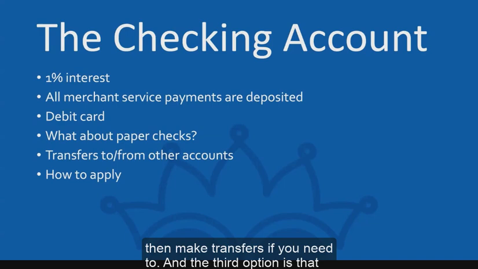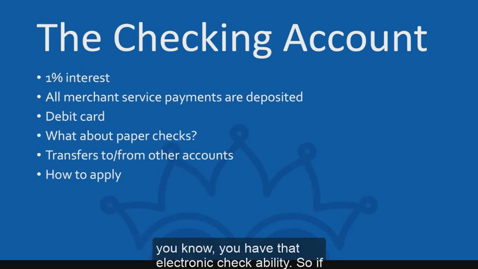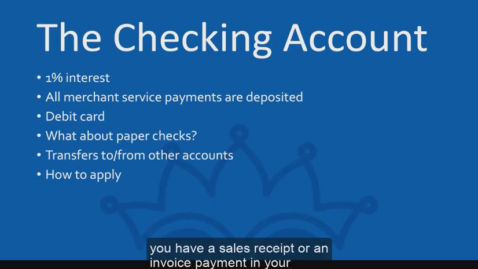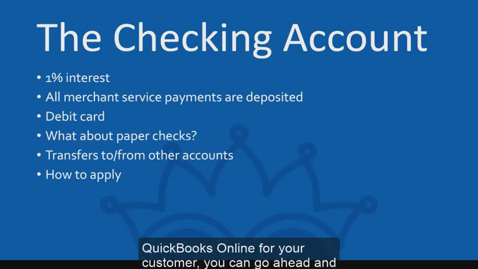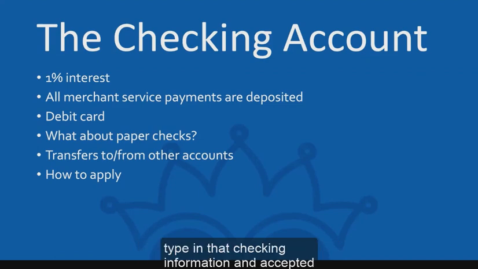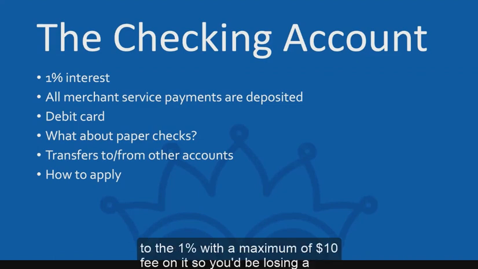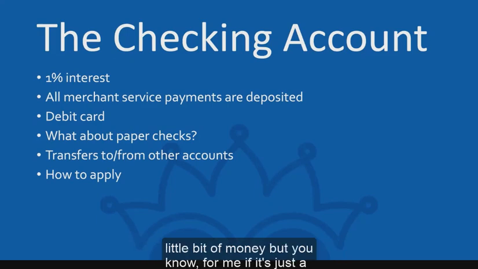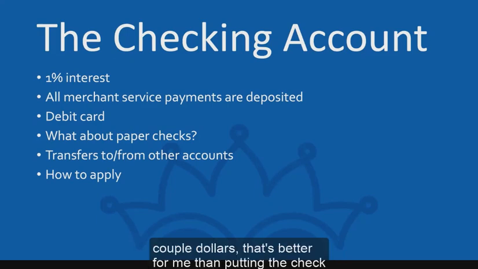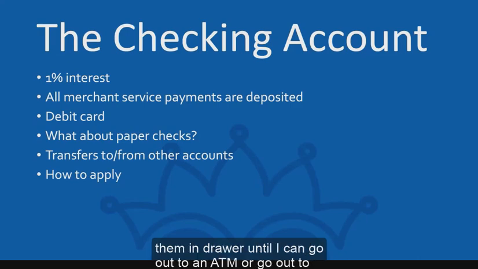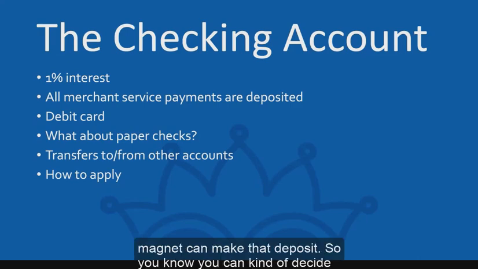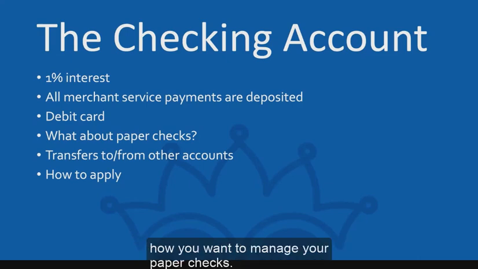And the third option is that you have that electronic check ability. So if you have a sales receipt or an invoice payment in your QuickBooks Online for your customer, you can go ahead and type in that checking information and accept it electronically that way. If you do it that way, you are subject to the 1% with a maximum of $10 fee on it. So you'd be losing a little bit of money, but for me, if it's just a couple dollars, that's better for me than putting the check in a drawer until I can go out to an ATM or go out to my bank and make that deposit. So, you can kind of decide how you want to manage your paper checks.